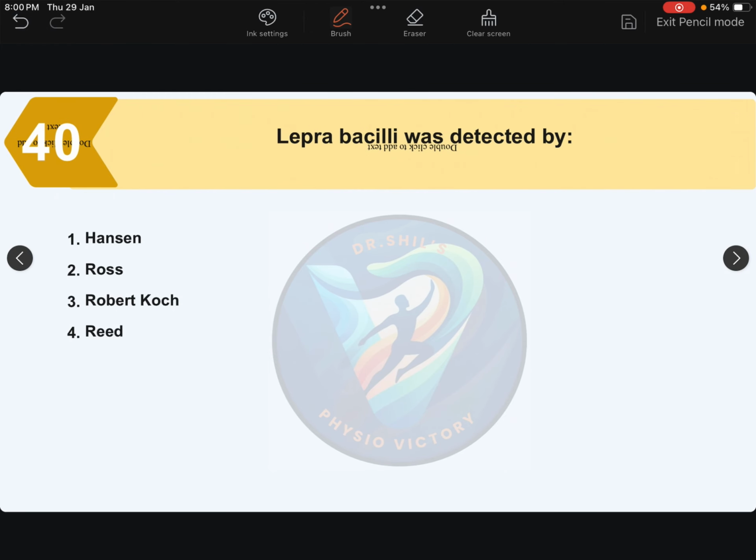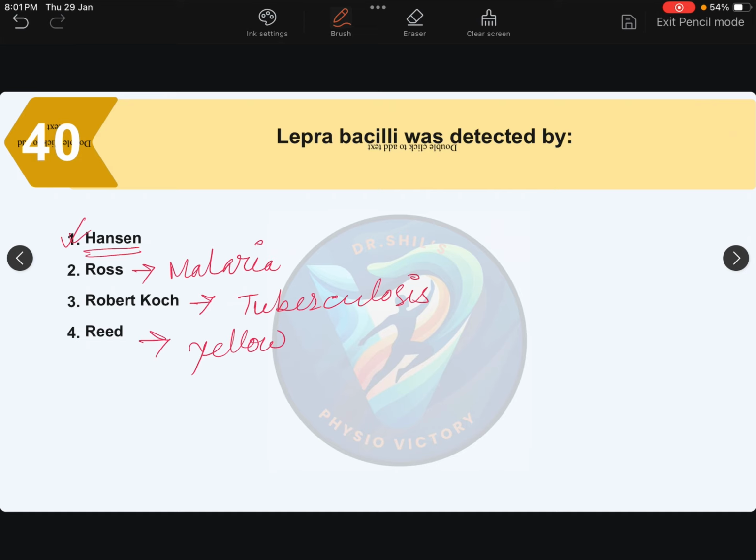Next, come to question number 40. Leprosy was detected by option 1 Hansen, option 2 Rose, option 3 Robert Koch, and option 4 Reed. Here the correct answer is Hansen. Rose basically discovered malaria. Robert Koch discovered tuberculosis, and Reed discovered yellow fever.